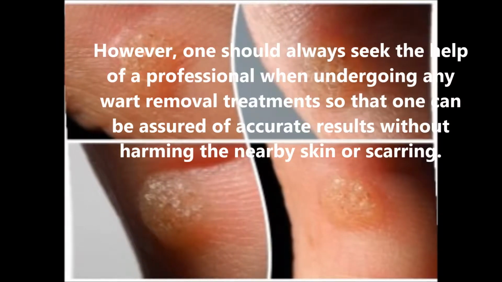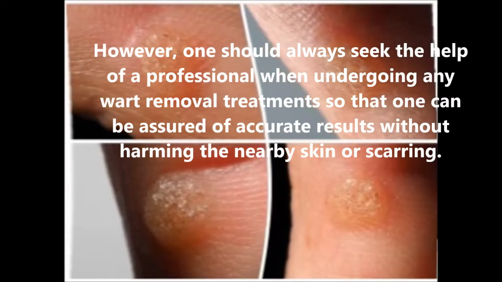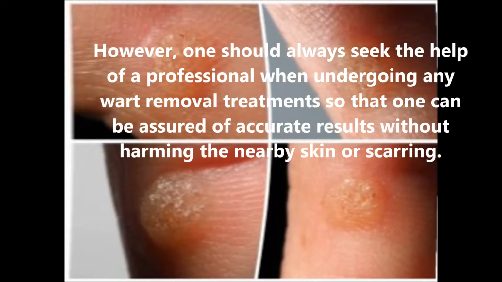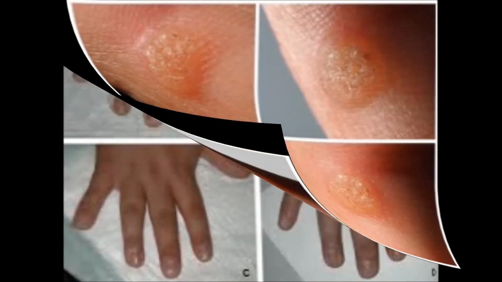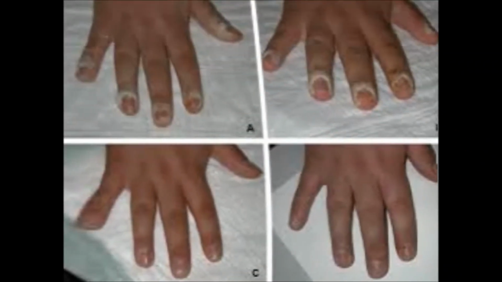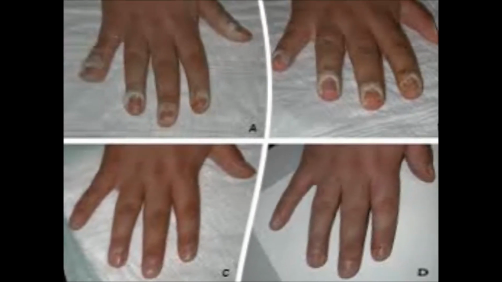Salicylic acid. According to this treatment, one will have to apply salicylic acid or its ointment on the wart, making sure that it is not applied to the healthy skin, as it can be damaging. Usually, this treatment takes a lot of time, up to about 2 to 3 months.